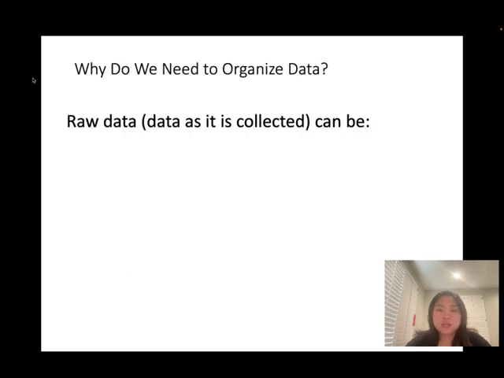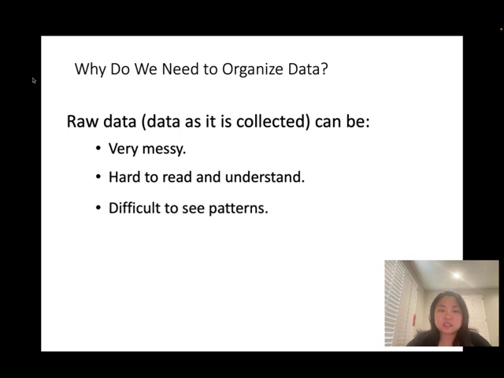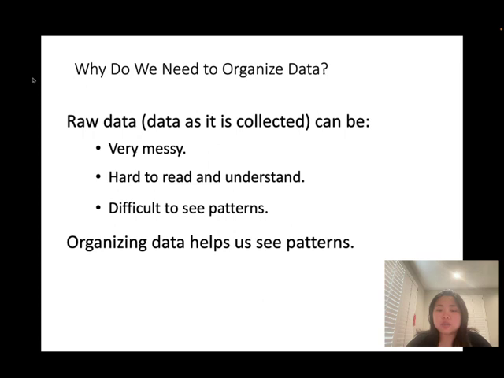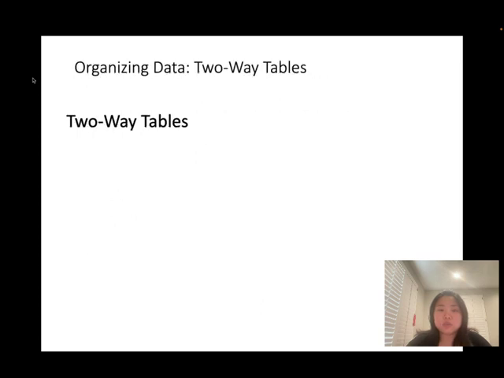Why do we need to organize the data? If we have the raw data, it can be very messy, hard to read and understand, and difficult to see the patterns. So we need to know how to organize the categorical data, because organizing the data helps us to see the patterns. The first thing we can learn is the two-way table.